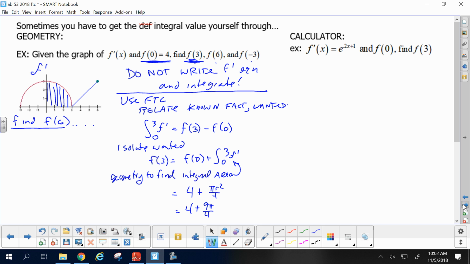Using that same idea. Write a definite integral relating what you want, f at 6, to something you know. Now, we actually know two things at this point. What do we know? F at 0 and f at 3. And if you have super confidence in your f at 3, then feel free to build off of it. Or you can relate all the way back to f at 0, whatever you prefer. Actually, so we're all on the same page. Do you want to relate it to f at 3 or f at 0? Okay. You do not have confidence.